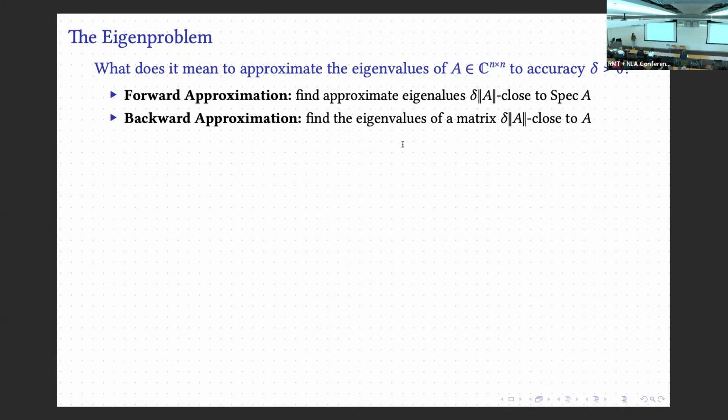The other notion of approximation is backward approximation, which is a little bit relaxed. It just says, I want you to find the eigenvalues of a matrix close to the matrix I'm interested in, again, parameterized by this accuracy. And so today we're going to be talking about backward approximation. On the next slide, I hope to explain why that is the necessary state of affairs here. But just before we go to that, there's a couple of different computational settings in which you could be interested in this.